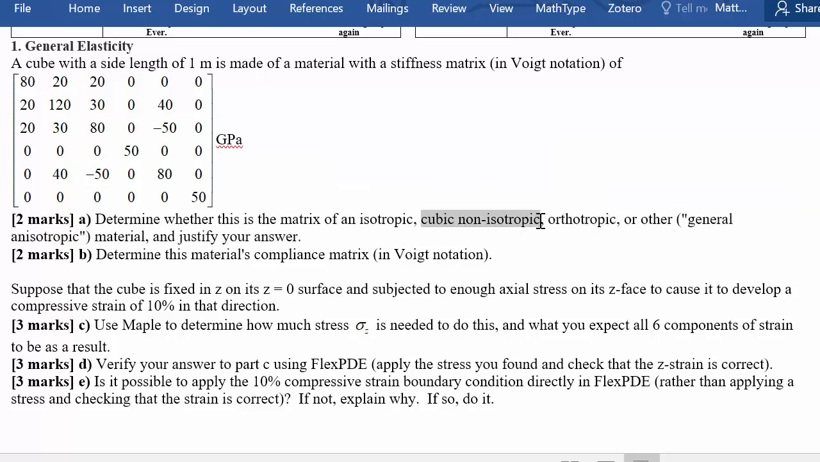So rather than just non-isotropic, I should say specifically cubic but non-isotropic, which would be a type of material where this is all the same. So this entry equals that entry, and then these three are equal, and then these three are equal. But unlike for a purely isotropic material, we don't have that the shear modulus entries in the bottom right are equal to E over 2 times 1 plus nu, like they would normally be equal to.